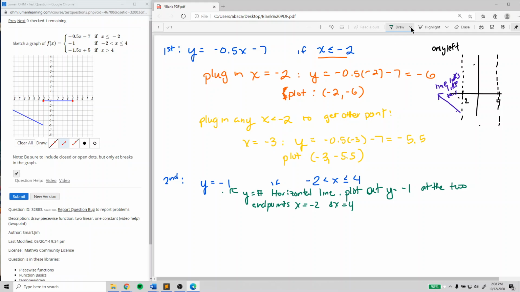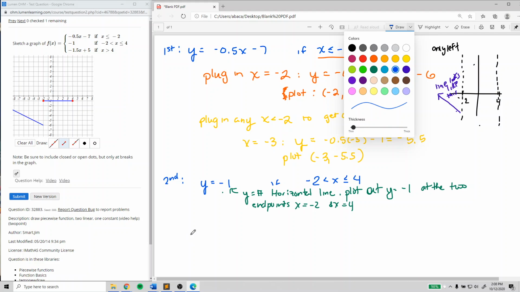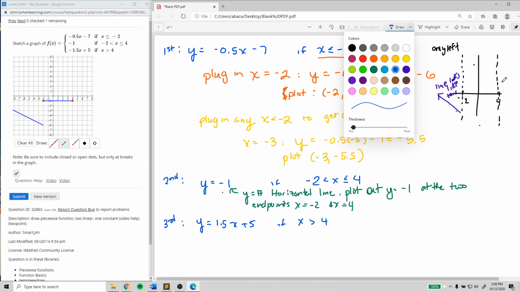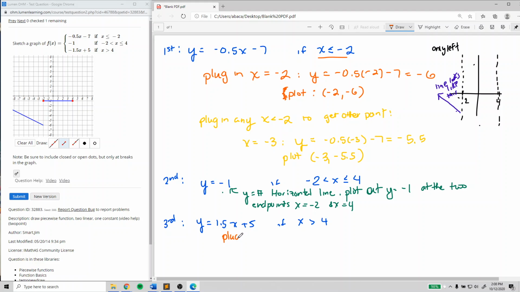Now the third and last one, it's going to be more like the first one. We have to graph y equals -1.5x plus 5 if x is greater than 4. But you're just going to follow the same pattern as the first one now. It's only going to be graphed over here. We're going to start at x equals 4, so we got to plug in x equals 4 first.